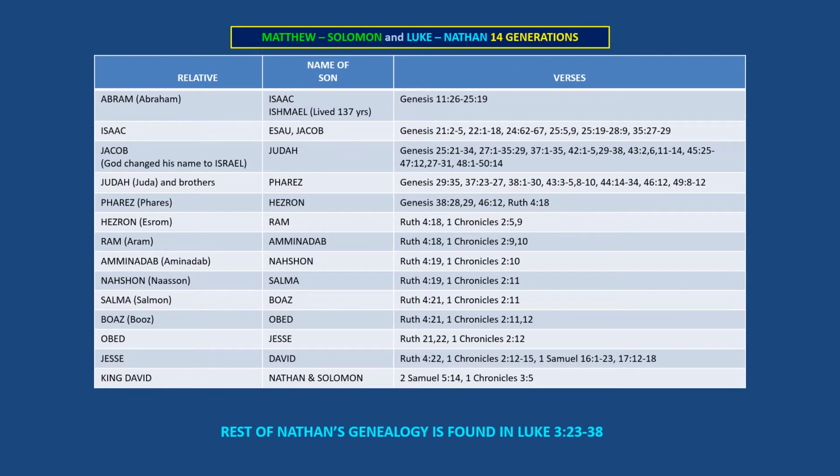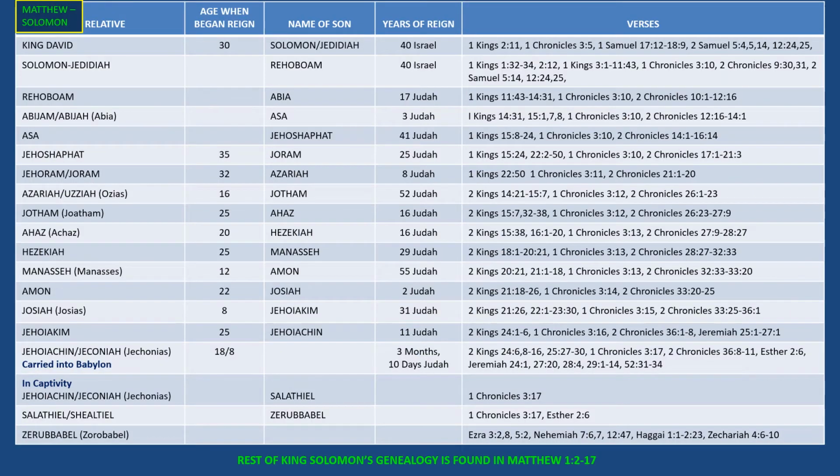Okay, the previous chart was God to Abraham. Now this chart is Abraham down to King David with Nathan and Solomon, and so you can find all the different stories about these people, and then the rest of Nathan's genealogy is found in Luke 3:23 through 38, since there's nothing much about Nathan in the Bible.